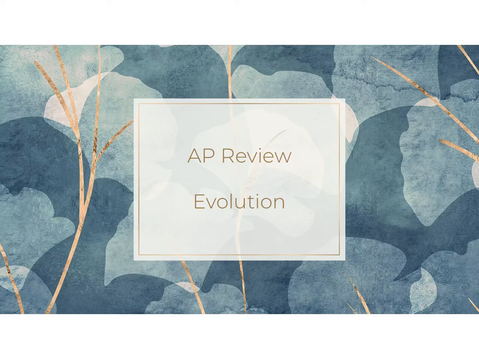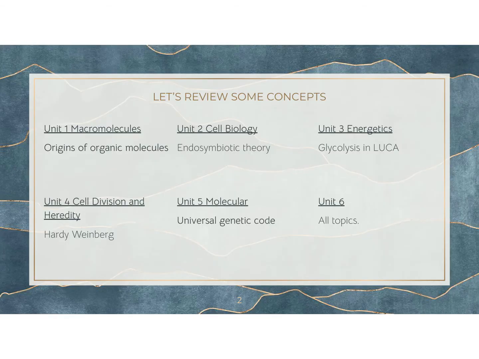Hey everyone, in this video I'm going to be showing you how the concepts of evolution have been applied through every unit this year. So we went through 6 major topics in AP biology, starting with Unit 1, macromolecules. When we talked about the origins of those organic molecules is how we tied in evolution. In Unit 2, we talked about the endosymbiotic theory.